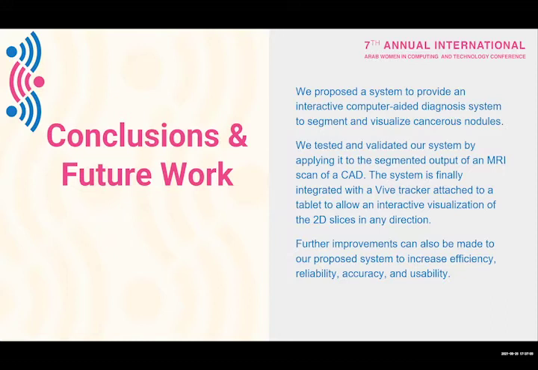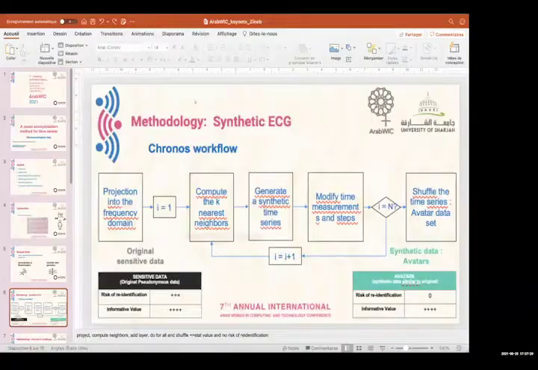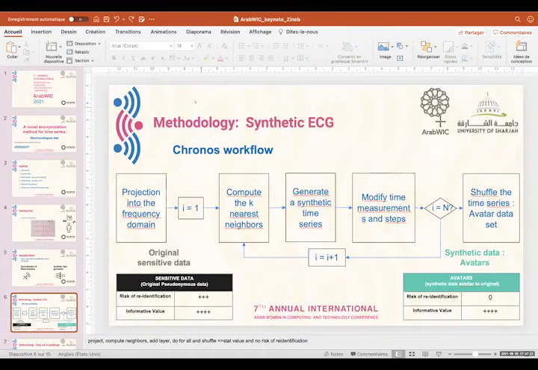The title of the paper is Application of a Novel Anonymization Method for Electrocardiogram Data. And the authors are Zineb Benis and Pierre-Antoine Gouraud. Zineb, please.